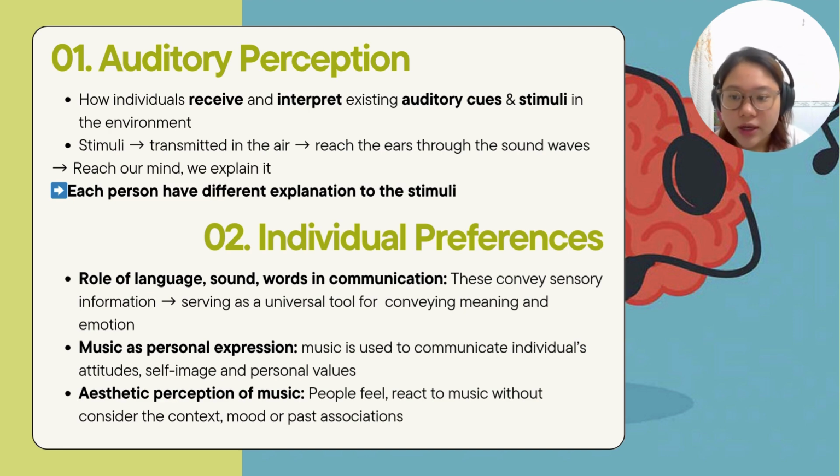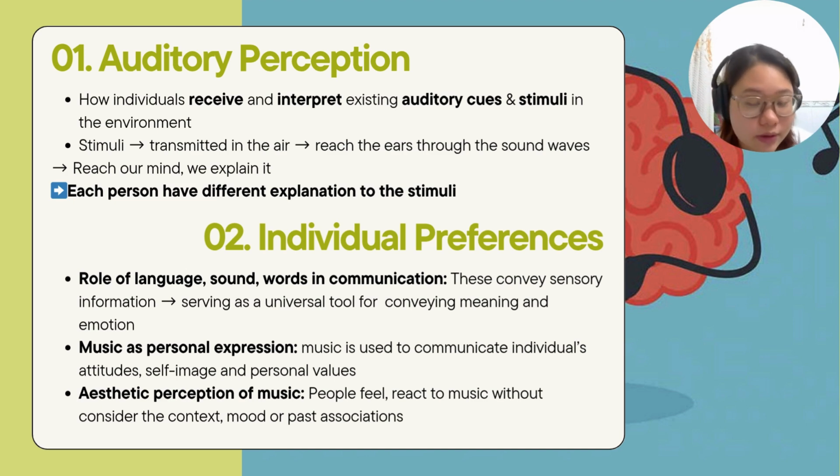So that is the role of language, sound, and words in how we communicate with each other: to convey information. Next, music is a personal expression, like I've talked about. People express themselves and their emotions through music. So music is used by many individuals to communicate their attitude, their emotions, as well as their self-image and personal values. So it acts as a tool for identity reflection. That is how music shapes individual preference. Each person has a brand image they want to show other people. Therefore, the music they listen to also conveys the image that they want others to see.